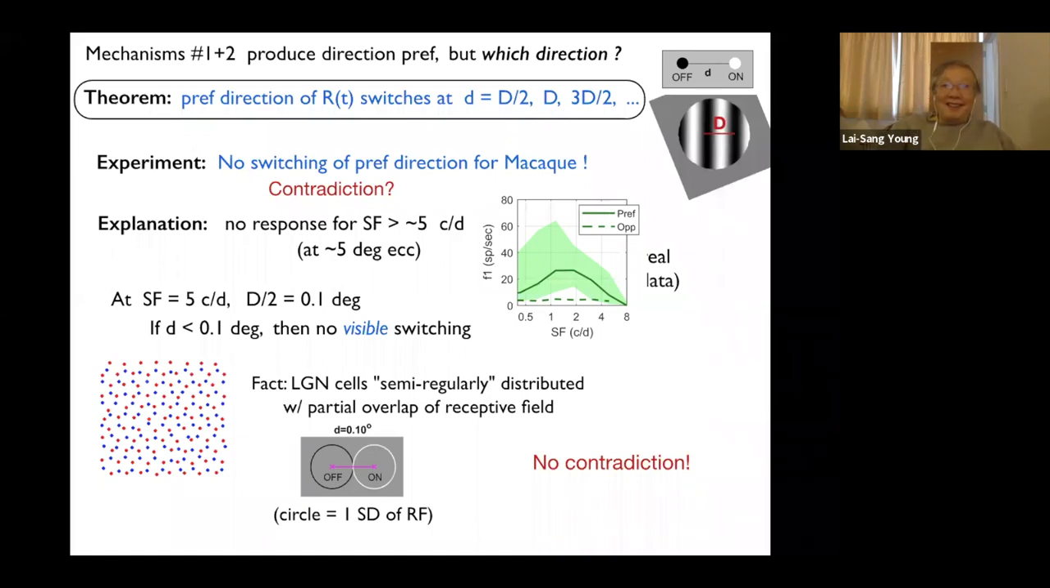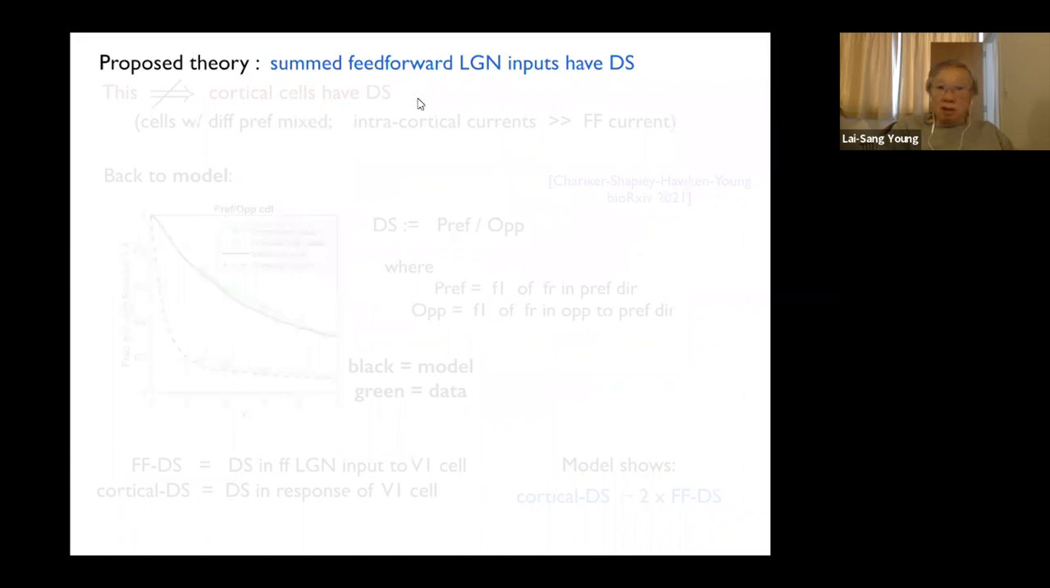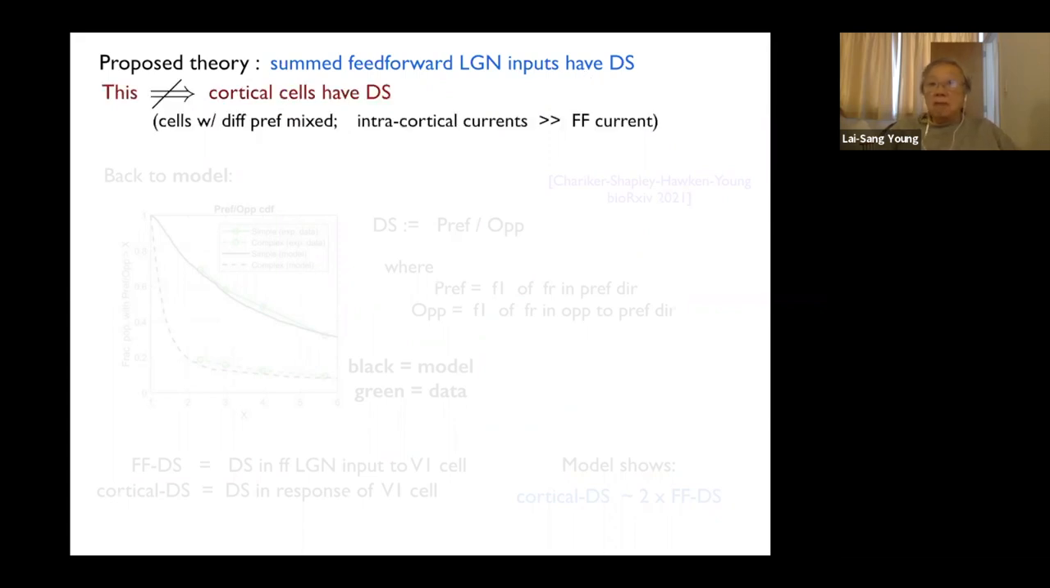Okay. So what I've tried to convince you is that if you look at the summed feedforward LGN inputs to a cortical cell, it already has direction selectivity. But this doesn't mean that the cortical cells themselves would have direction selectivity. The fact that its input has selectivity doesn't necessarily mean the output also has selectivity, because for one thing, the intracortical currents are a lot bigger, so we can get swamped by these things.